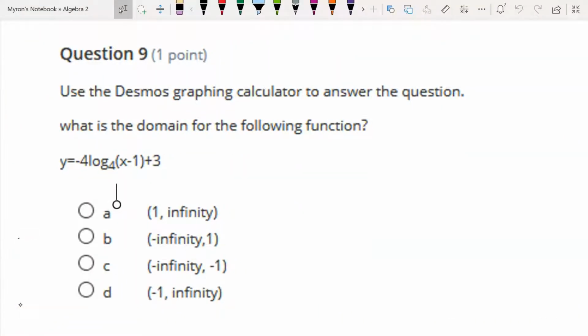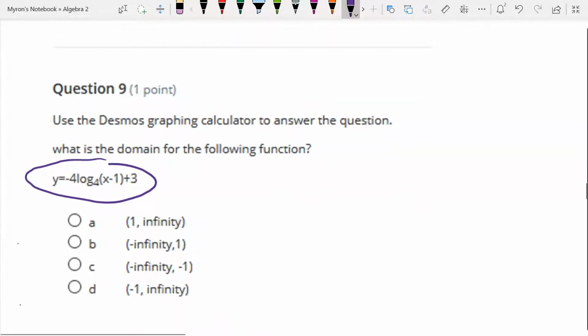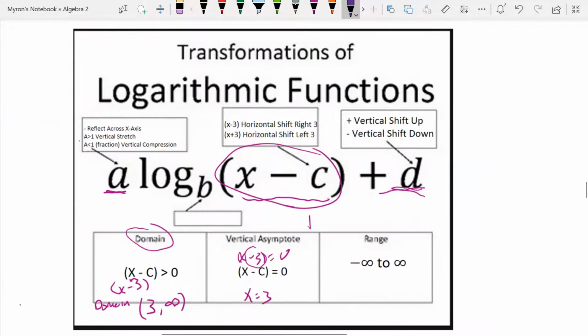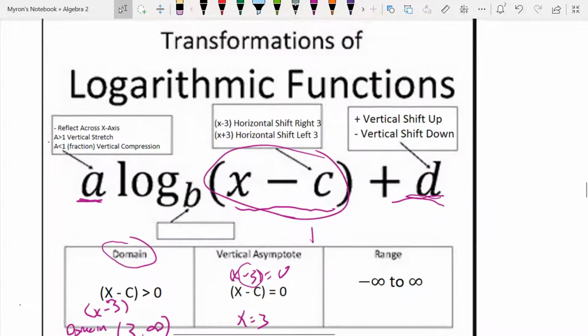All right, so number 9 on the review: you're going to use a Desmos graphing calculator to answer the question, what is the domain of the following function? The domain of this right here, and it's a log. So I'm going to show you the notes we did about a week ago for logarithmic functions.